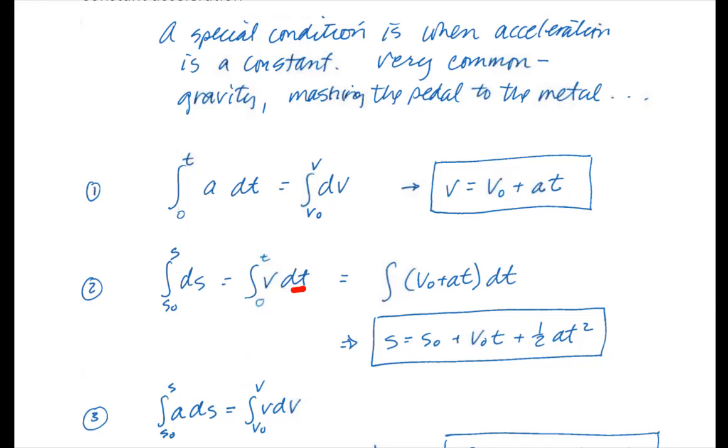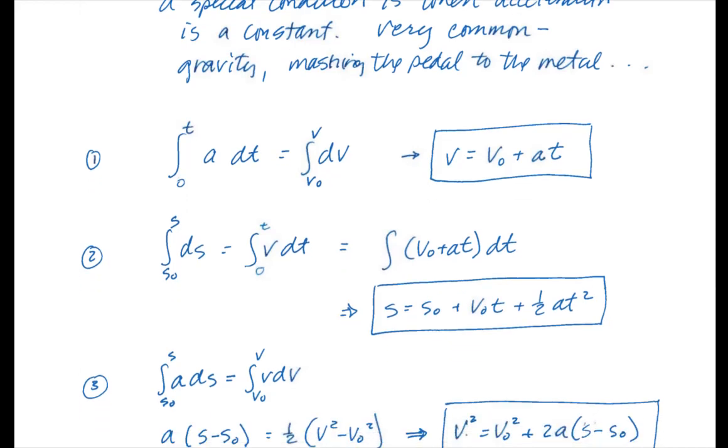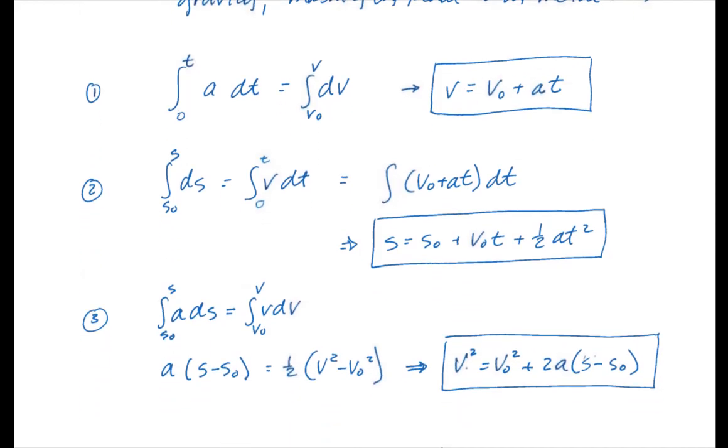If you take v = ds/dt, where v now is this expression, plugging that in here, now you can say that here's the expression for position, or this is another constant acceleration equation. If you take this equation, a ds = v dv, and integrate both sides, you can see that this is the other constant acceleration equation.